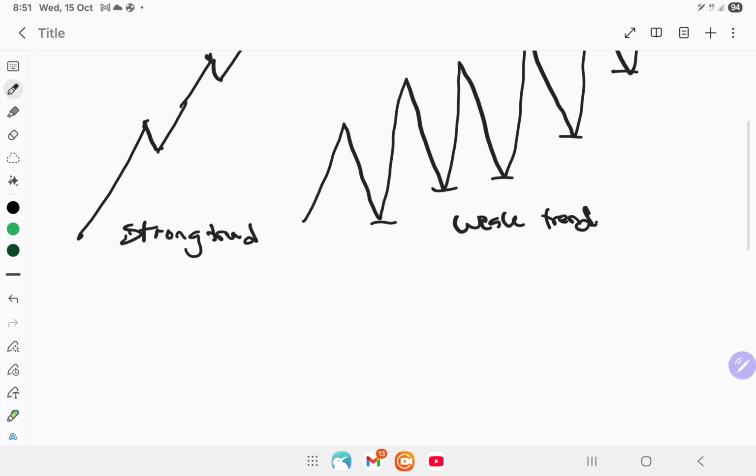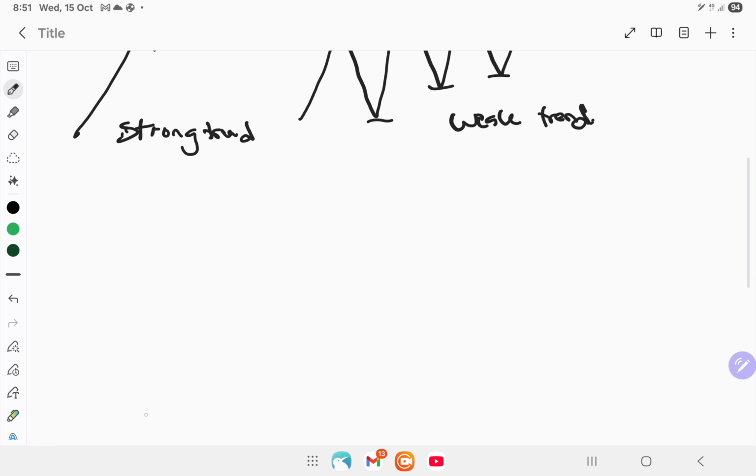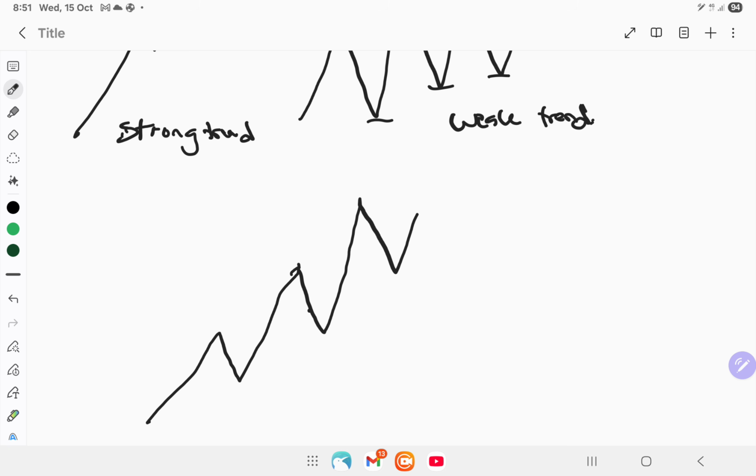Now we now have what we call a healthy trend. Now a healthy trend looks like this. This is what we call a healthy trend. A healthy trend does a reversal, more like the previous support becomes resistance kind of thing. You understand? We call this a healthy trend. These are the three types of trend we have.